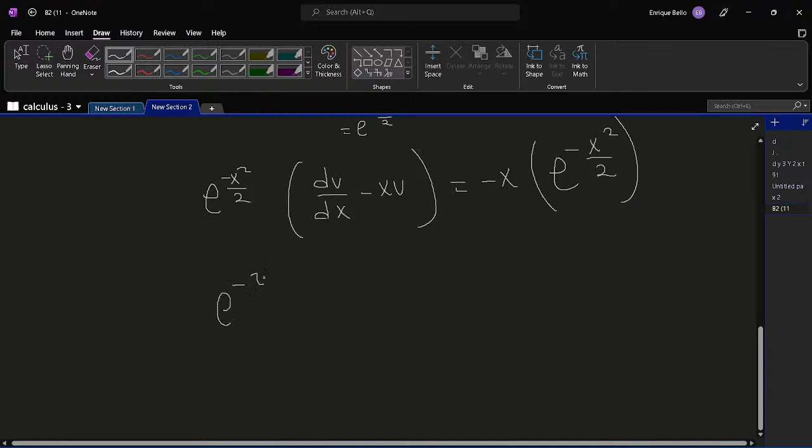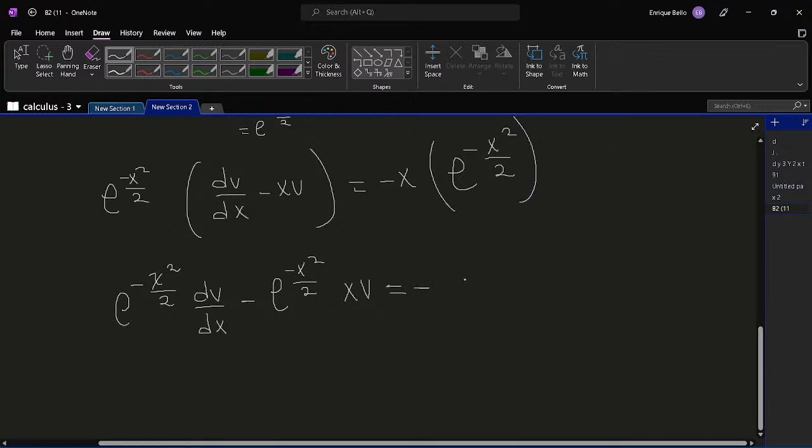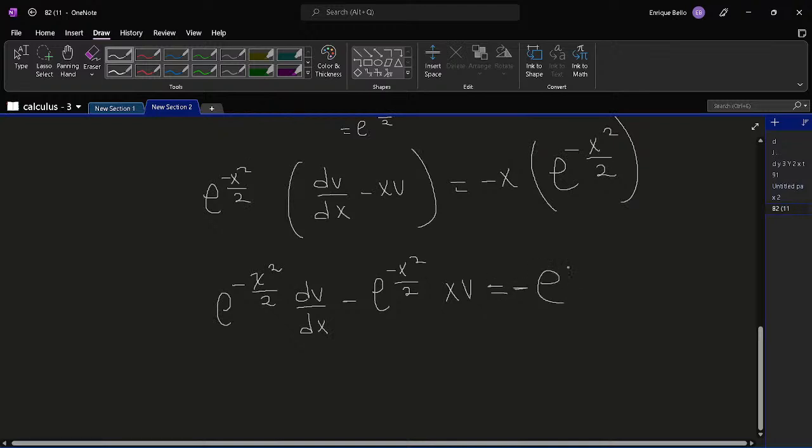So this is gonna be e to the minus x squared over 2 dv over dx minus e to the minus x squared over 2 xv equals to minus x e to the minus x squared over 2.